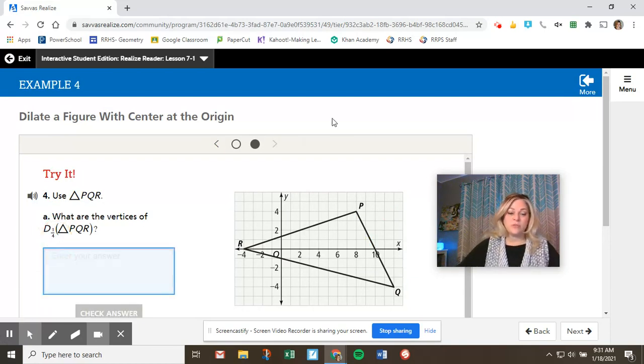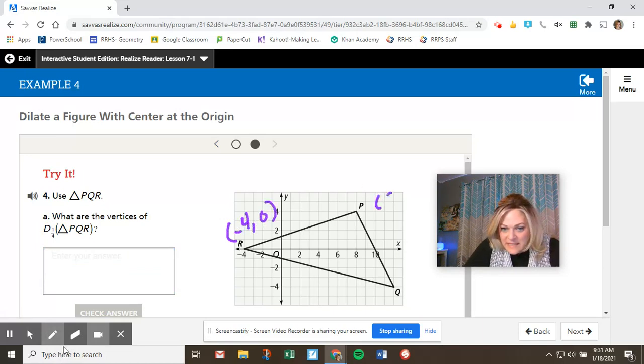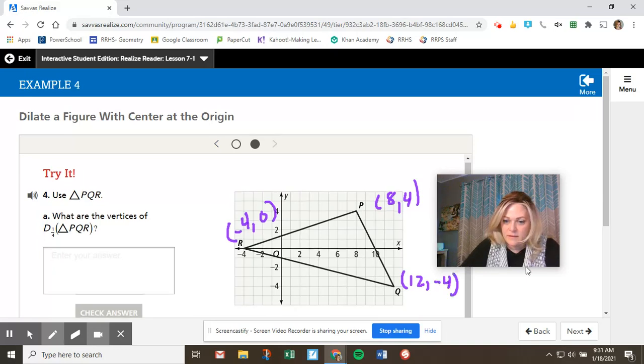So find those ordered pairs, and I would do it in a certain way. So I label the ordered pairs right on the picture. So this looks like -4, 0, and this is 8. Let me count over, 4. And this right here looks like 12, -4. There we go.